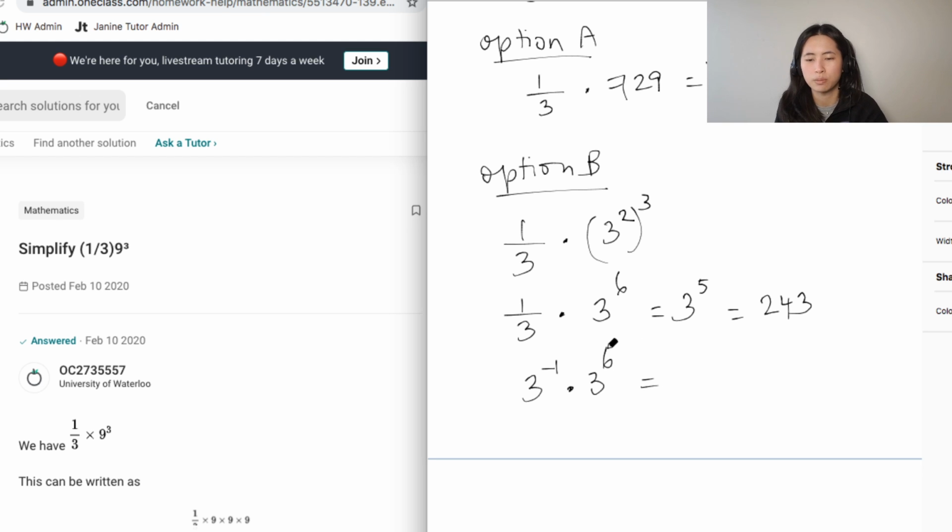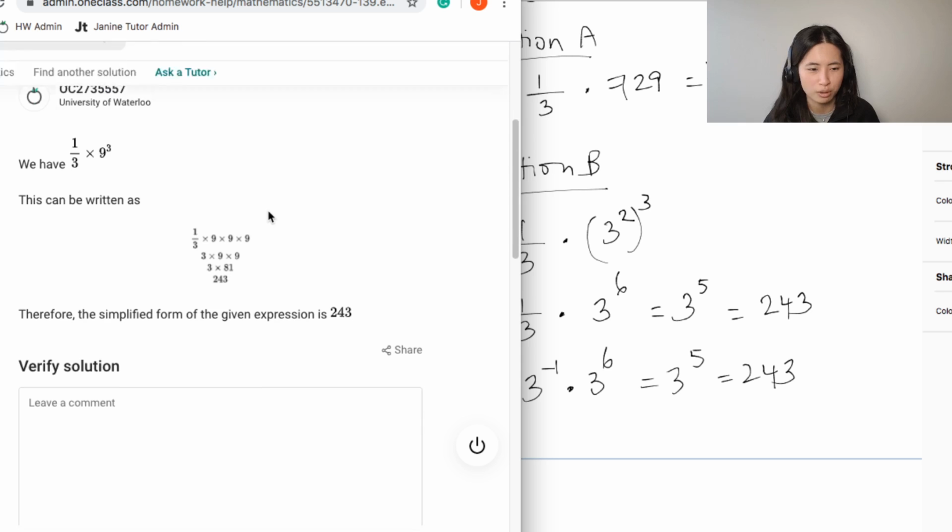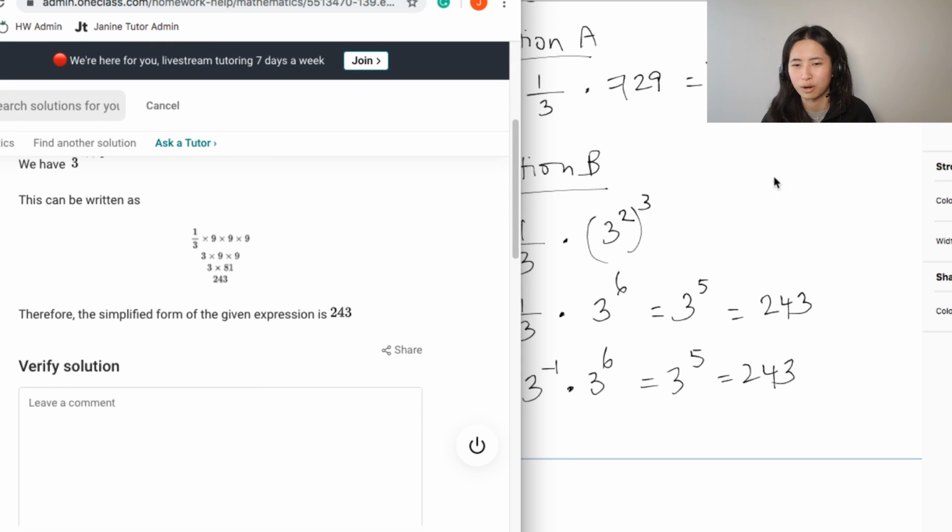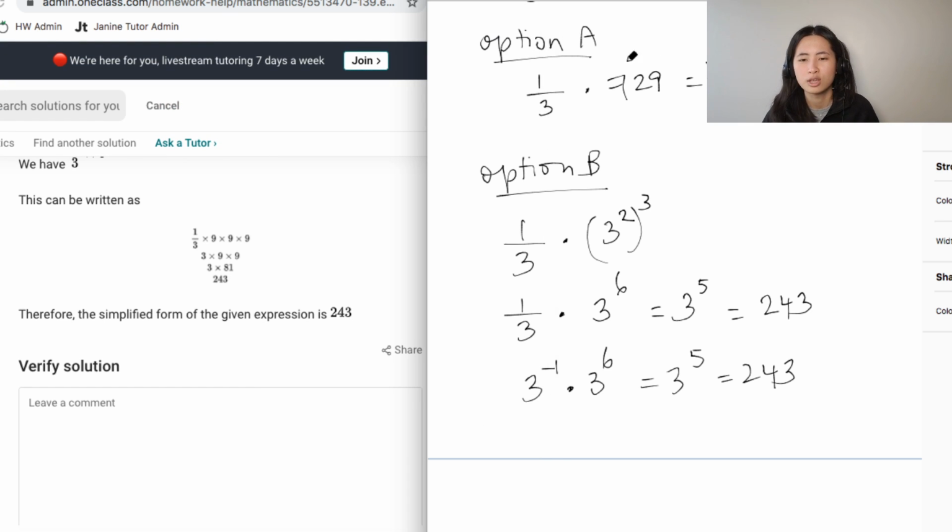Then all you have to do, because you're multiplying, is add your exponents. So this is 6 and -1, it's still going to be 5. So this is 243. Okay, great. I think I've covered everything that I wanted to talk about. Really, it's up to your preference. If you prefer this, go ahead and use that. If you prefer the other, it's up to you.